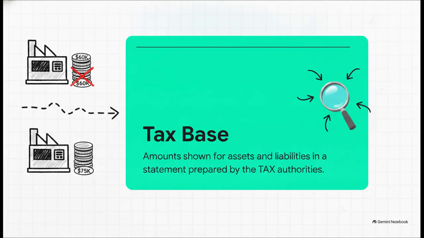But then, we have to contrast that with the second viewpoint, the tax base. This represents the exact same assets and liabilities, but viewed strictly through the lens of the tax authorities. For example, your accounting carrying amount for a piece of machinery might be $60,000 because of how you calculate depreciation. But the tax base? That might be $75,000 because the tax office uses a totally different depreciation schedule. Deferred tax lives right there, in the gap between those two numbers.